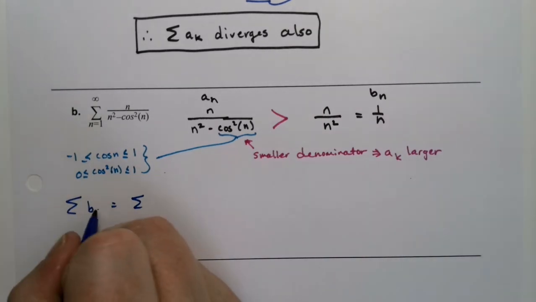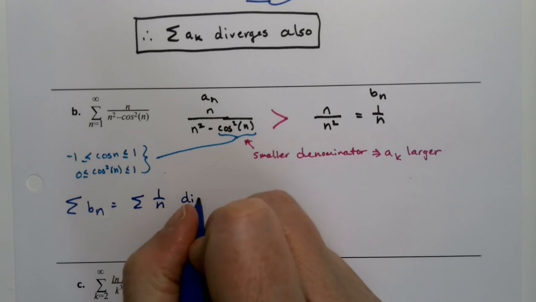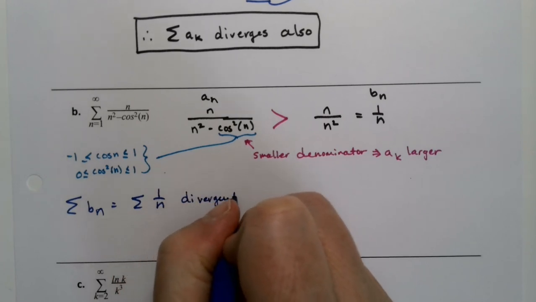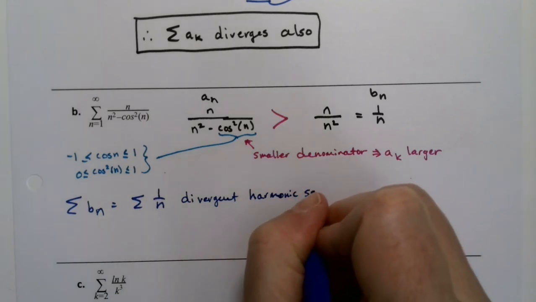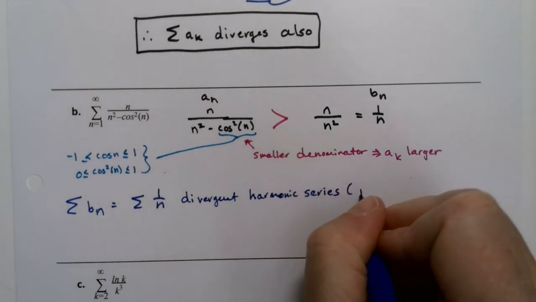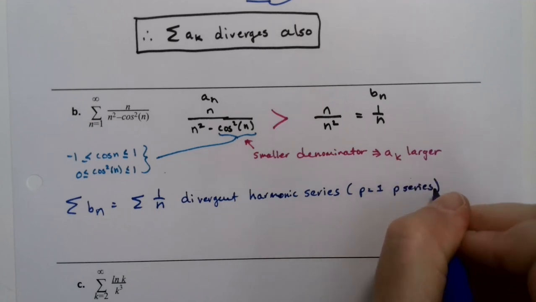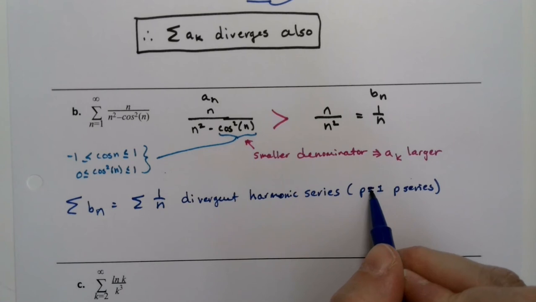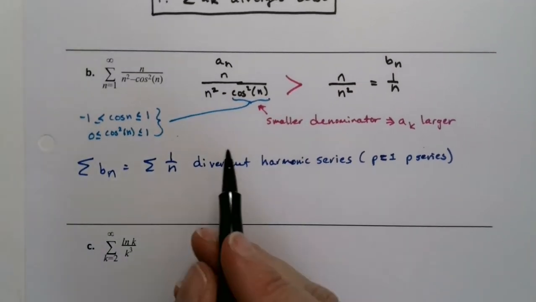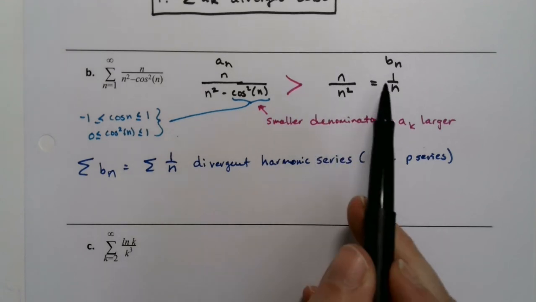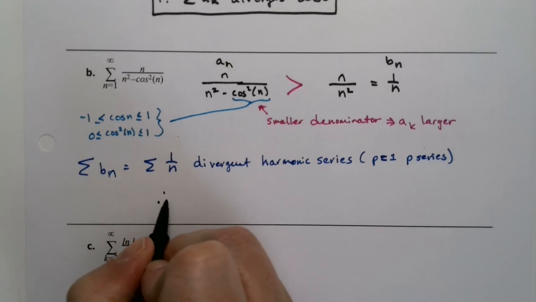So the series b sub n is the series 1 over n, but that's the divergent p series, called the harmonic series. It's very special. It's the borderline between divergent and convergent and has a whole bunch of applications. And therefore, since the smaller series diverges, the bigger series has to diverge also.